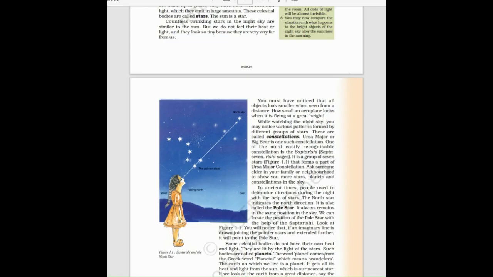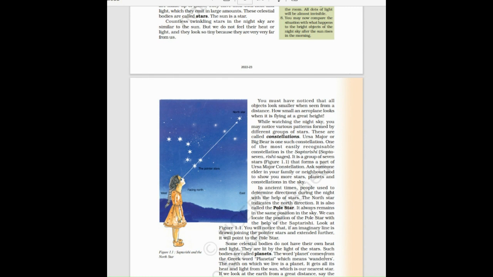As we talked earlier, we see the sun, the moon, and those shiny objects in the sky. So these shiny objects, the sun and the moon, are called celestial bodies. Some celestial bodies are very big and hot, so they are made up of gases. They have their own heat and light, which they emit in a large amount. That's because they are shining.